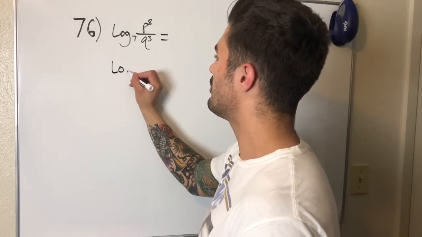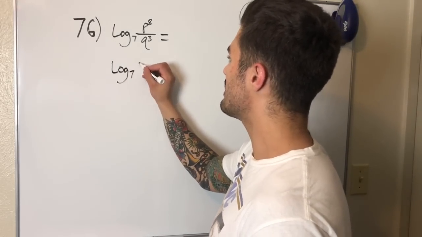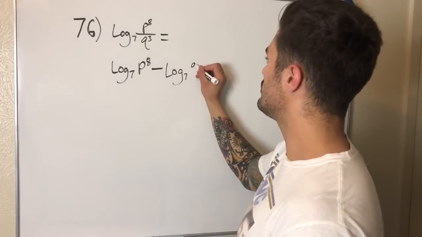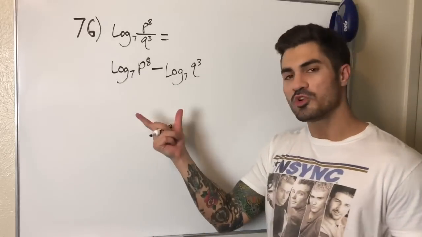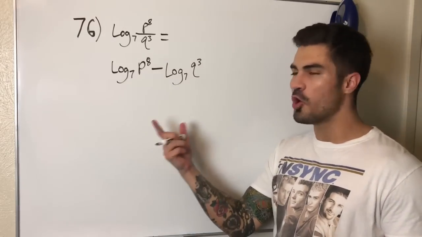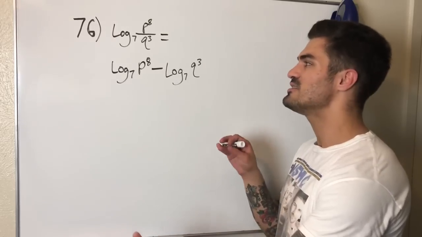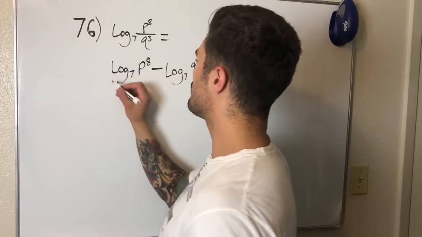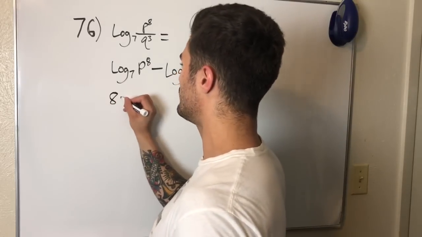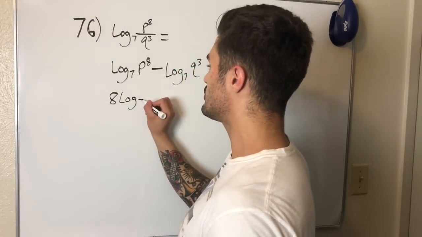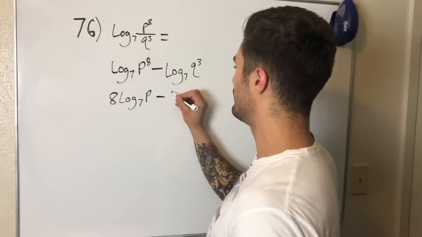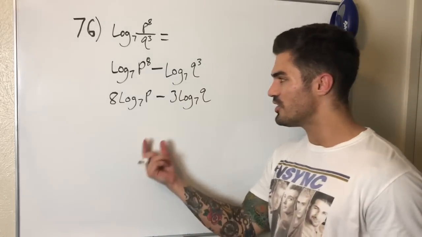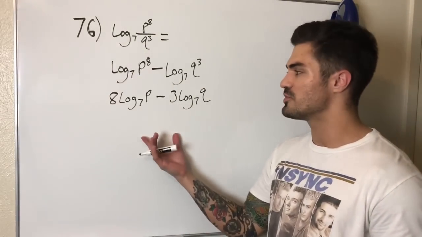So I can rewrite this as log base 7 of p to the 8th minus log base 7 of q cubed. There's one more step from here. I know it technically doesn't say, but it's always implied, anytime you're expanding these, that you bring the powers down in front as factors. So the 8 comes out in front and the 3 comes out in front, and that's how we leave our final answer: 8 log base 7 p minus 3 log base 7 q. You got to make sure you know those laws. This will be our final expanded form of this log expression.